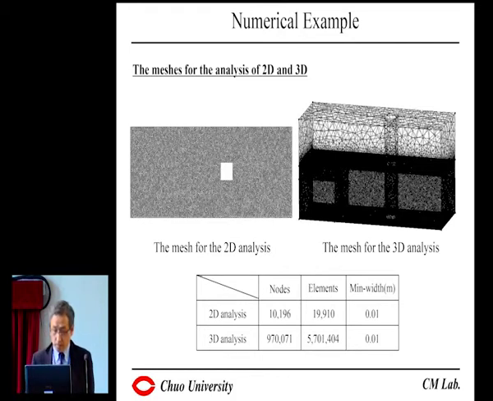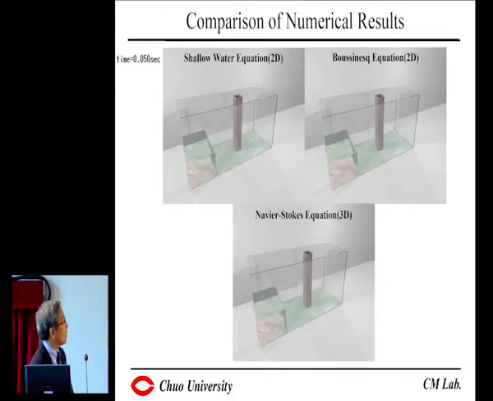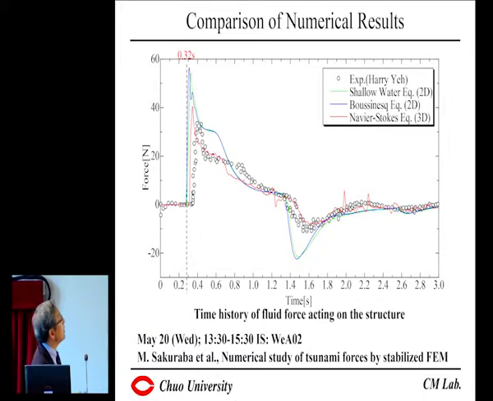From these comparative studies, we need a 3D simulation near the Bay Area. In order to realize an efficient tsunami simulation, we need 2D and 3D coupling simulations. This is an example. Here you can see the joint boundary. This is the 2D shallow water region, and this is the 3D equation region. At the joint boundary, we apply the continuity and compatibility conditions.